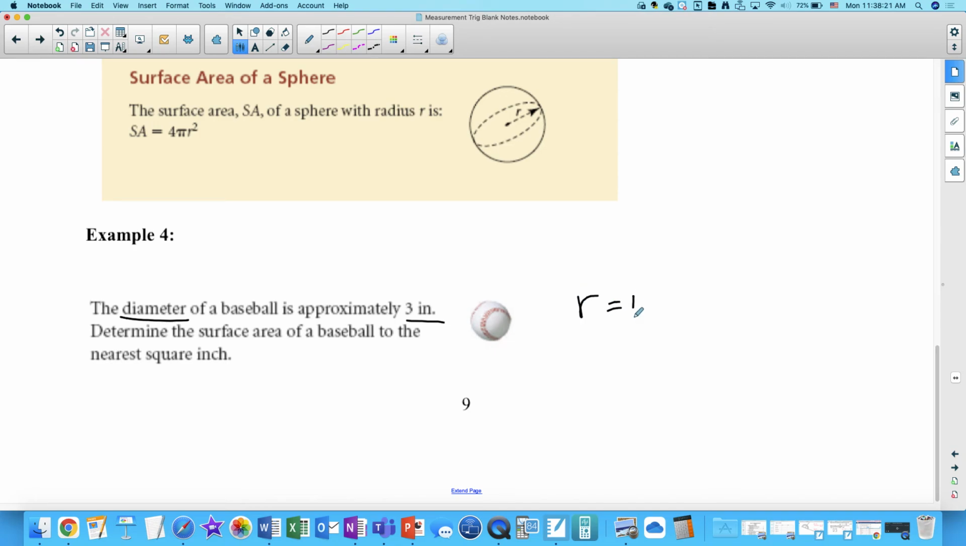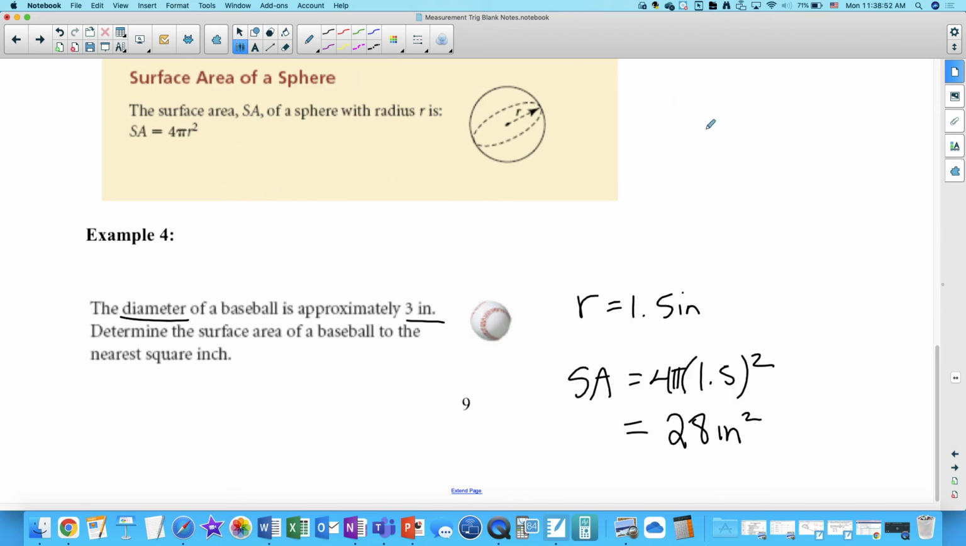Right, radius is 1.5 inches. Okay, so the surface area will be pi times 1.5 squared. And that is 28.27, and to the nearest inch, it's just 28 square inches. Okay, so that's a sphere.